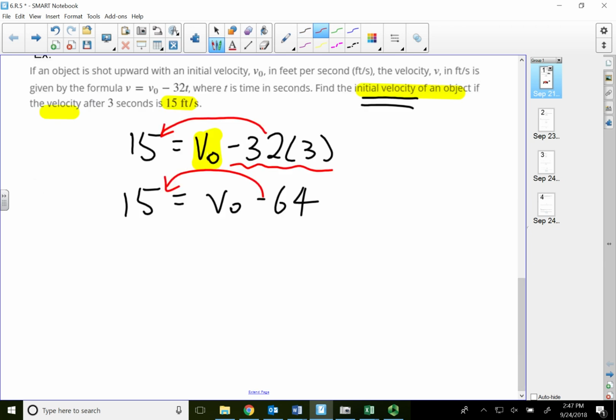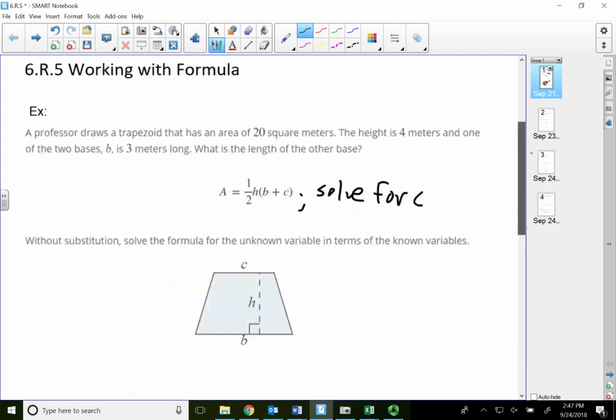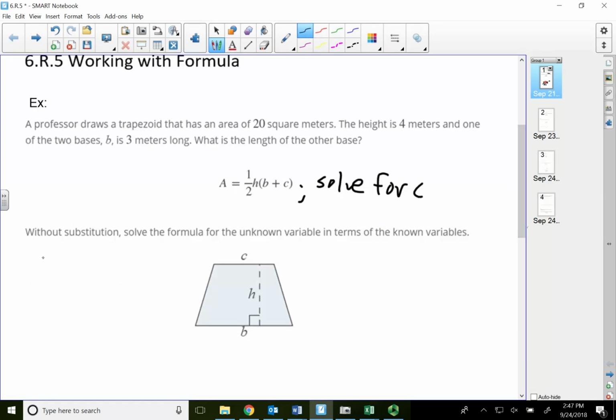So v sub null is equal to 15 on the other side, and negative 64 comes over and becomes positive. My initial velocity has to be 79 feet per second. This is one of the very few examples where we actually substitute a numerical value for the unknown. But the one I skipped says without substitution, don't plug in any numbers, solve the formula for the unknown, which wants me to find the other base C.